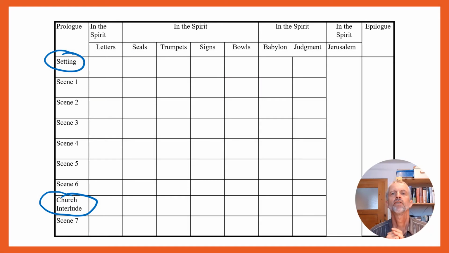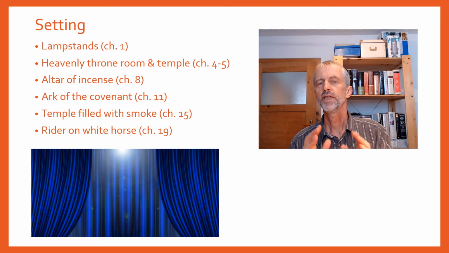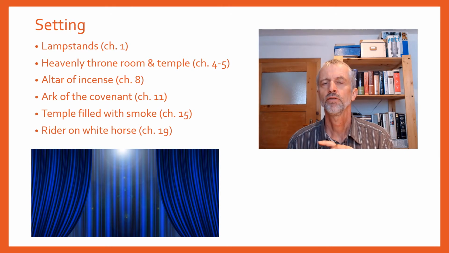First, notice that each column also has a setting, and some of them have a church interlude, an intermezzo, a break, an interruption in the flow. The setting in each case sets the stage for the series of scenes that then follows. And in most cases, it shows us an element of the heavenly throne room or the heavenly temple, which is the same place. This is an overview of the settings in the book.